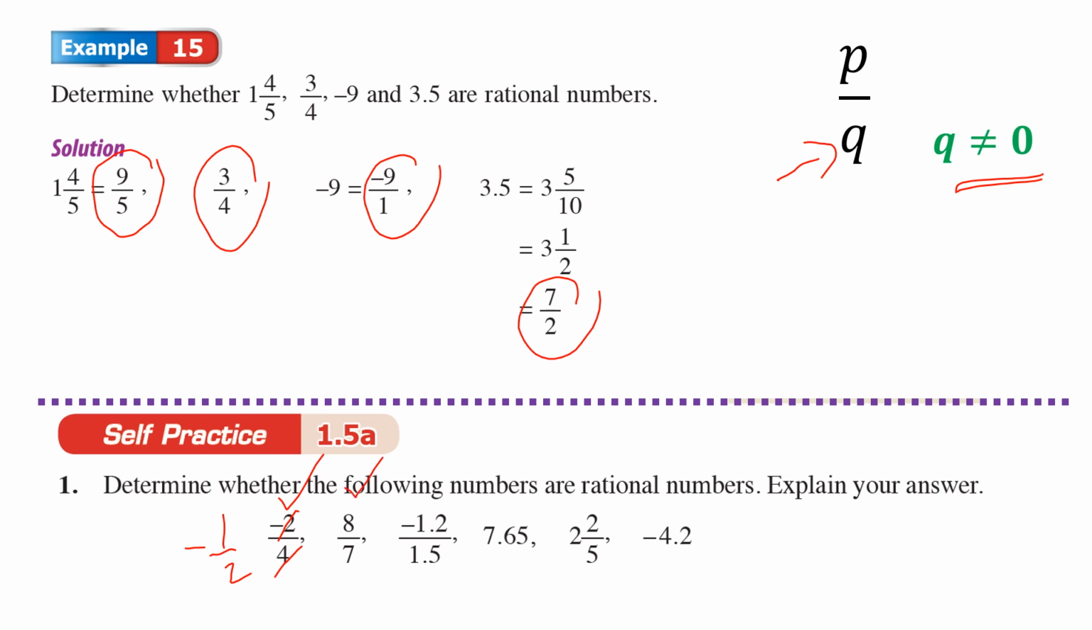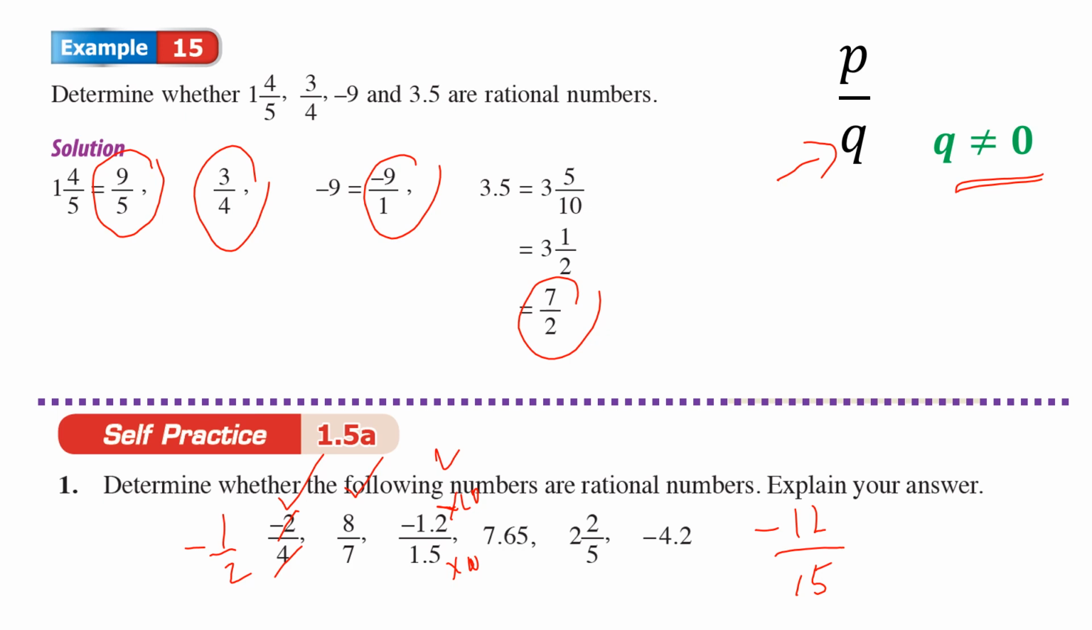So negative 1.2 and 1.5. It is not integer, but can we change it into integer? Since the numerator and denominator are both decimal. Makes sense, right? That's why you get it, negative 12 over 15. Possible to be in this format, both up and down. You multiply with 10, multiply with 10, and then we get this one. So this one also possible to be rational number.